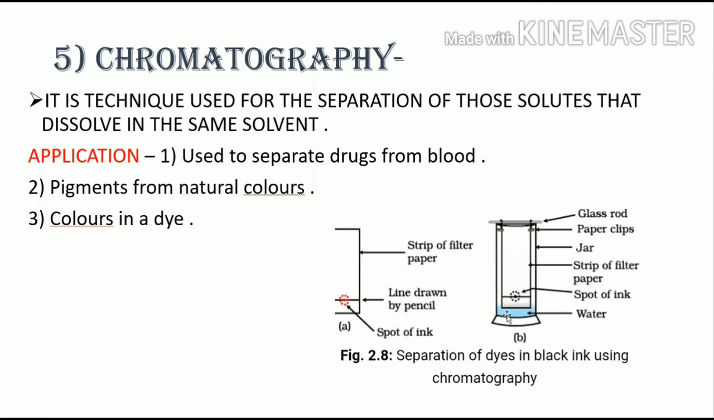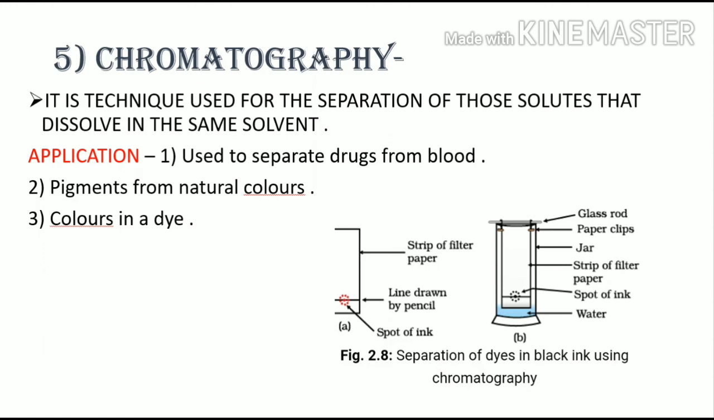Here we discuss one chromatography technique, that is paper chromatography. Okay, separation of dyes in black ink using chromatography. We have a spot of black ink on the chromatography paper, and as the paper is placed near the water, the layers of the ink become visible. So with the help of this chromatography technique we can separate the different color pigments.